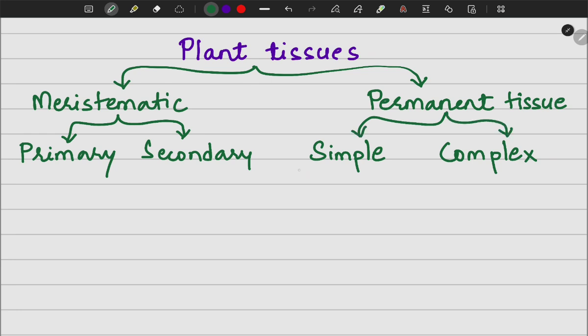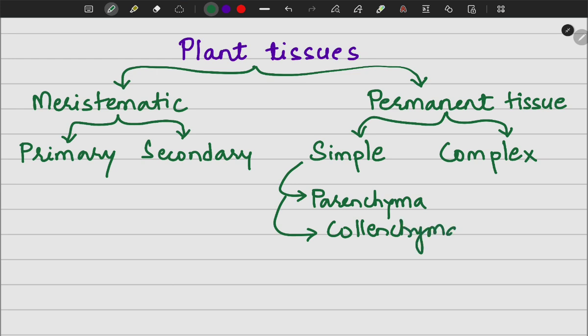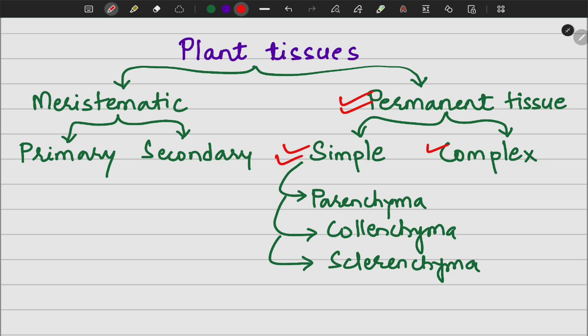In the simple permanent, we will study about three types of cells: parenchyma, collenchyma and sclerenchyma. The complex tissue we will cover in the next lecture. Alright, so in this lecture we are going to study about the permanent tissue and its types, simple and complex. We will only learn about the simple permanent tissue in this session.